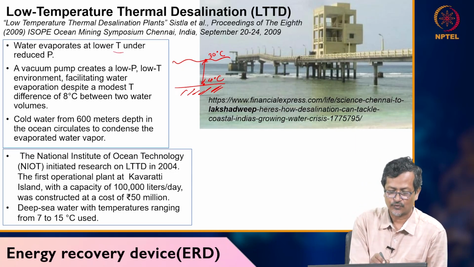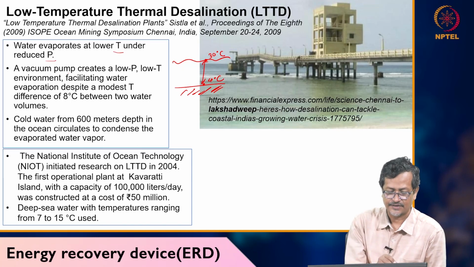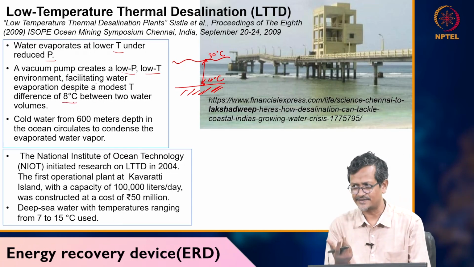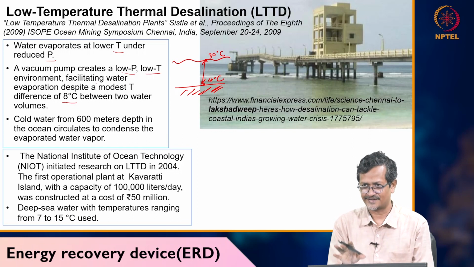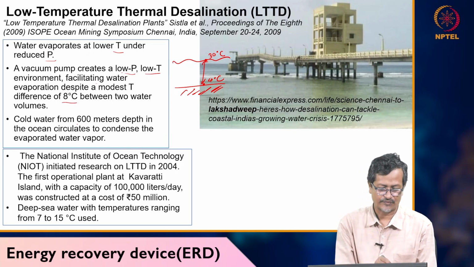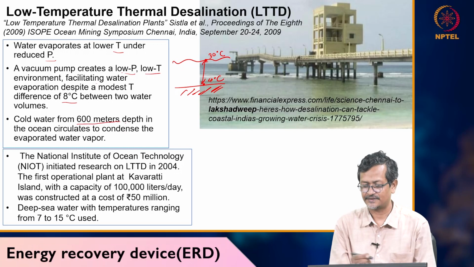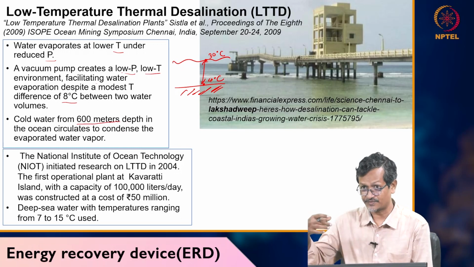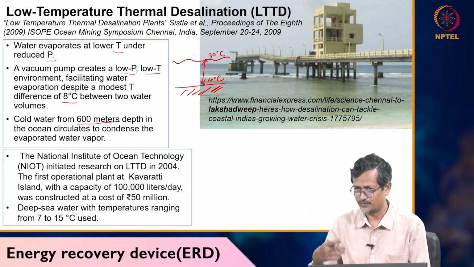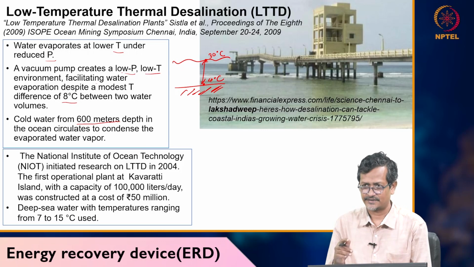So, water evaporates at low temperature under reduced pressure, okay. In the previous slide you have seen this. So, the vacuum pump creates a low pressure, low temperature environment facilitating water evaporation despite a modest temperature difference of 8 degree. So, even about 8 degree temperature difference can produce a certain amount of water, okay. NIOT is collecting cold water from 600 meter water depth. The temperature there is not 4 degree, but nearby 4 degree, maybe 8 degree.